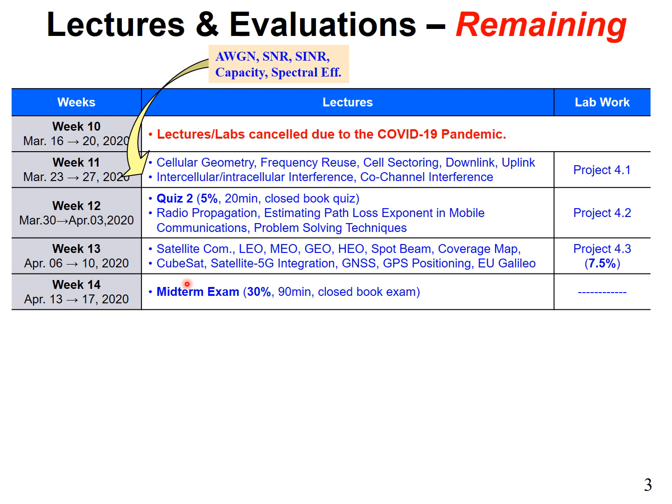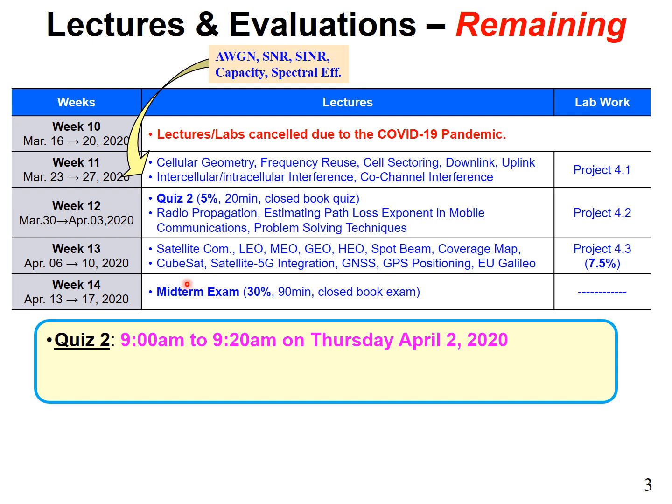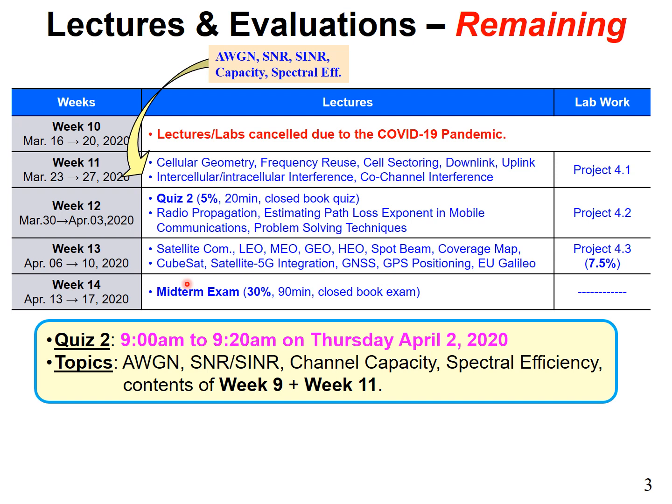But we'll see. Now, for your evaluations, your quiz 2, you'll have a window to do this between 9 a.m. and 9:20 a.m. on Thursday, April 2nd, right? So you need to mark this. I already dedicated the time on Slate, so you should be notified through Slate. The topics that will show up on your quiz 2 will be AWGN, SNR, SINR, channel capacity, and spectral efficiency. These are the topics, right? In addition to that, the content of week 9, so basically cellular communication, and the content of week 11. So that should cover your quiz 2.